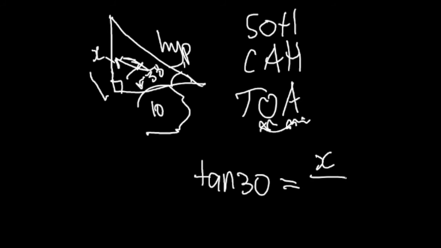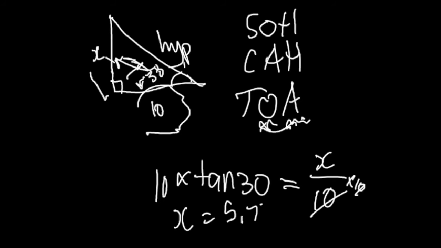So x over 10. Now we can just multiply this by 10 to cancel these out, and then we would multiply tan 30 by 10. So tan 30 times 10 is, so x would become 5.774.